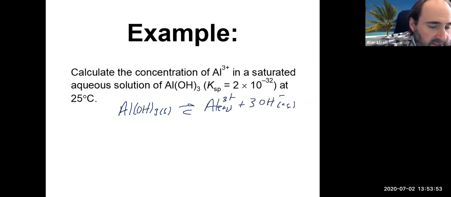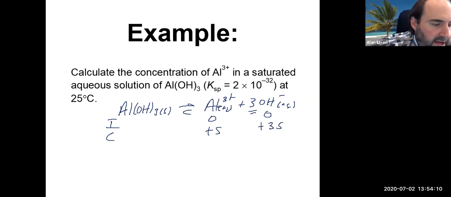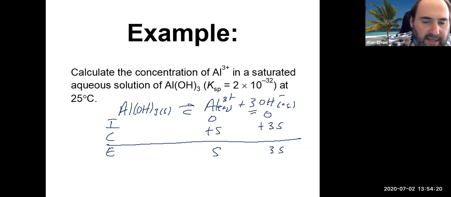Again, in this case, we're just given the KSP, which means we should do an ICE table. So it is going to be 0 and 0 to start with. Change is going to be plus S. And again, remember, just like a normal ICE table, we do need to take that coefficient into account. So that's going to be plus 3S at that point. That is going to get us S and 3S in that case. Any questions on the ICE table?